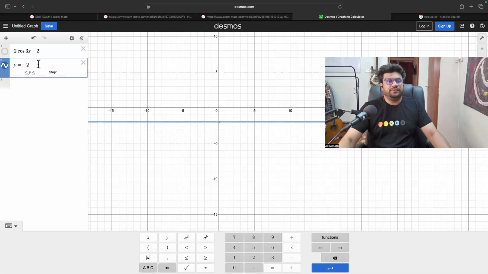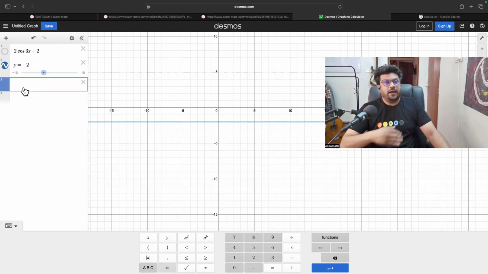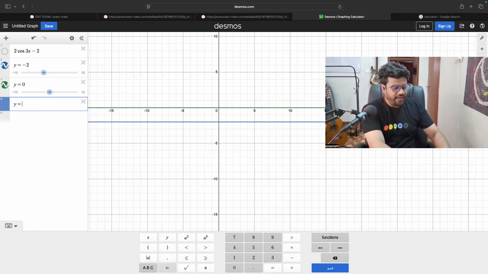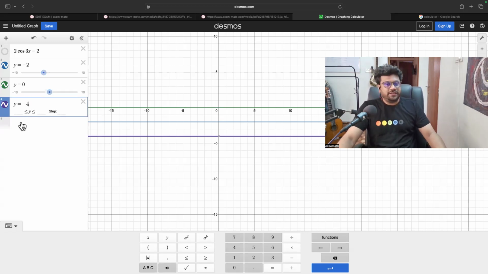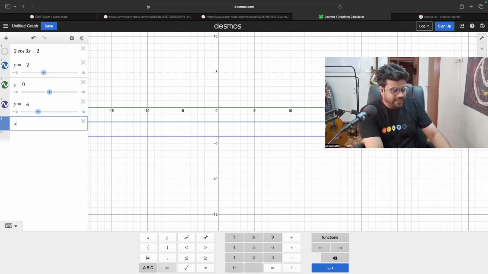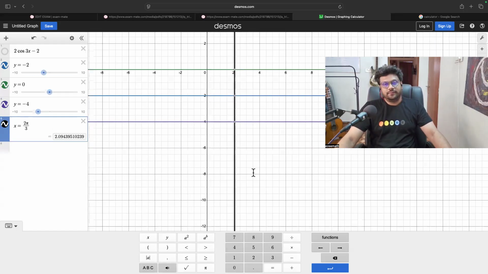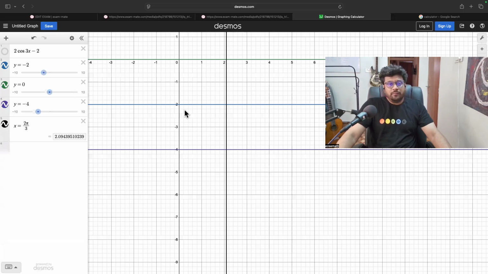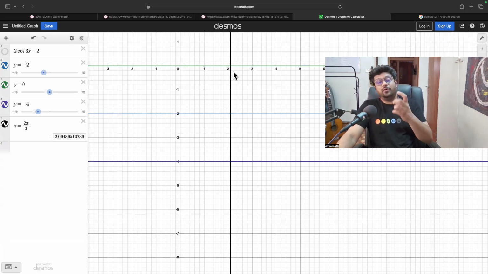Y equal to minus 2, that's the principal axis. Period is 2 pi by 3. Amplitude is a 2. A is a 2. So you go y equal to 0. That would be the highest point. Y equal to minus 4. That would be the lowest point. And you go x equal to 2 pi by 3. And there it is. Between 0 and 2 pi by 3, I'm supposed to have one whole wave of cos here. Okay.